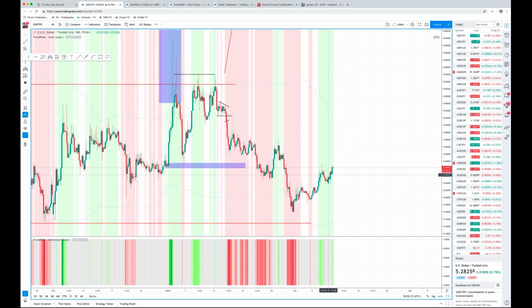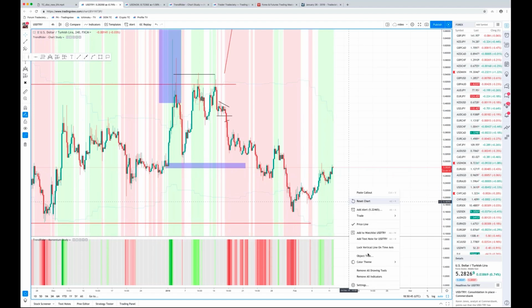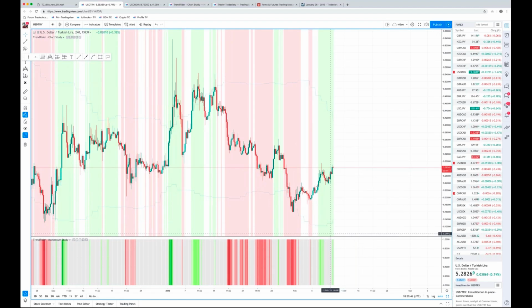So yeah, what do we see here? What should be the first reaction here? First of all, we can see that although the US dollar Turkish lira is going up a little bit, it's not going up as much as the US dollar suggests. So yeah, that's the first one.